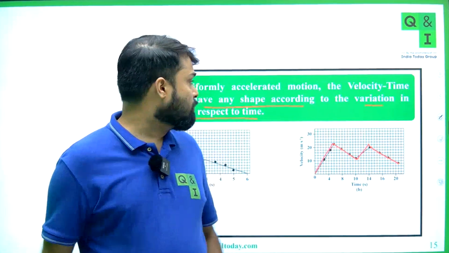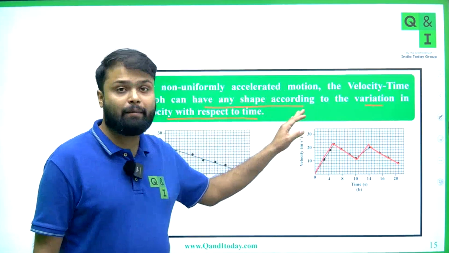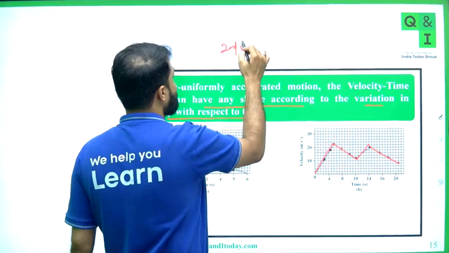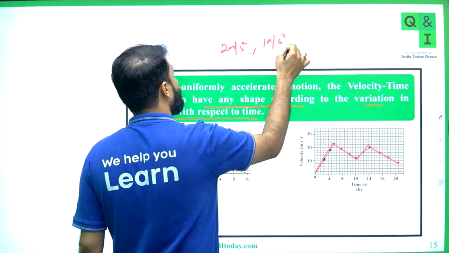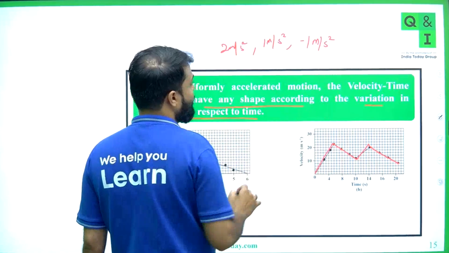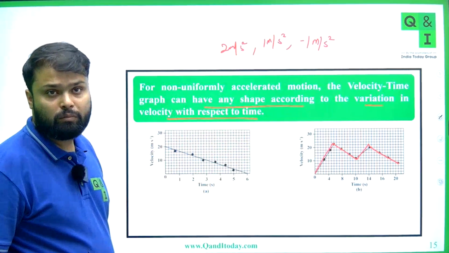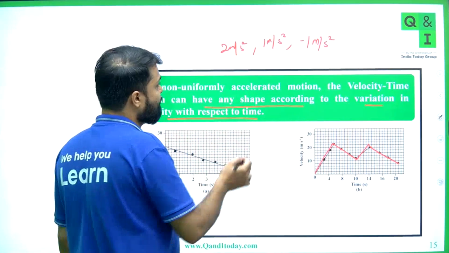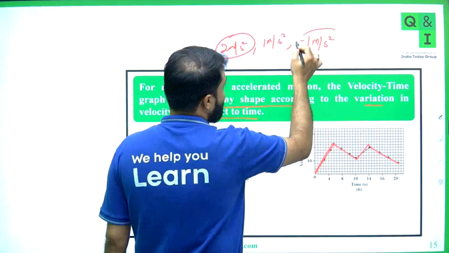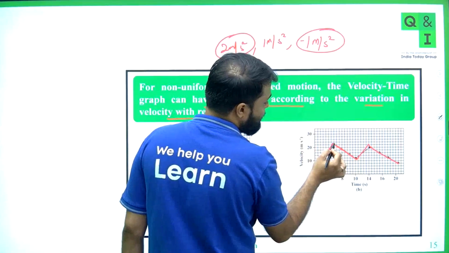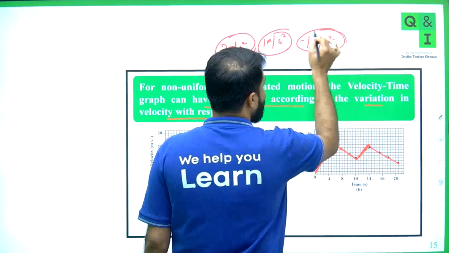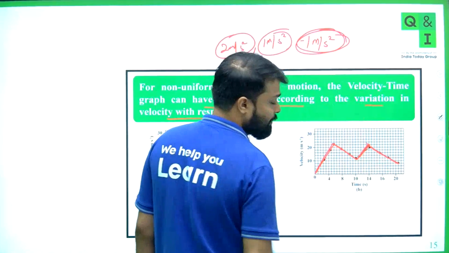But if there is non-uniformly accelerated motion, sometimes acceleration is, let's say, 2 meter per second square, sometimes acceleration is 1 meter per second square. Acceleration may be negative, that is minus 1 meter per second square. So sometimes if acceleration is 2 meter per second square, velocity is increasing. If acceleration is minus 1 meter per second square, then velocity is decreasing. Again, if acceleration is 1, velocity is increasing. Again, if acceleration is minus 1, then velocity is decreasing.